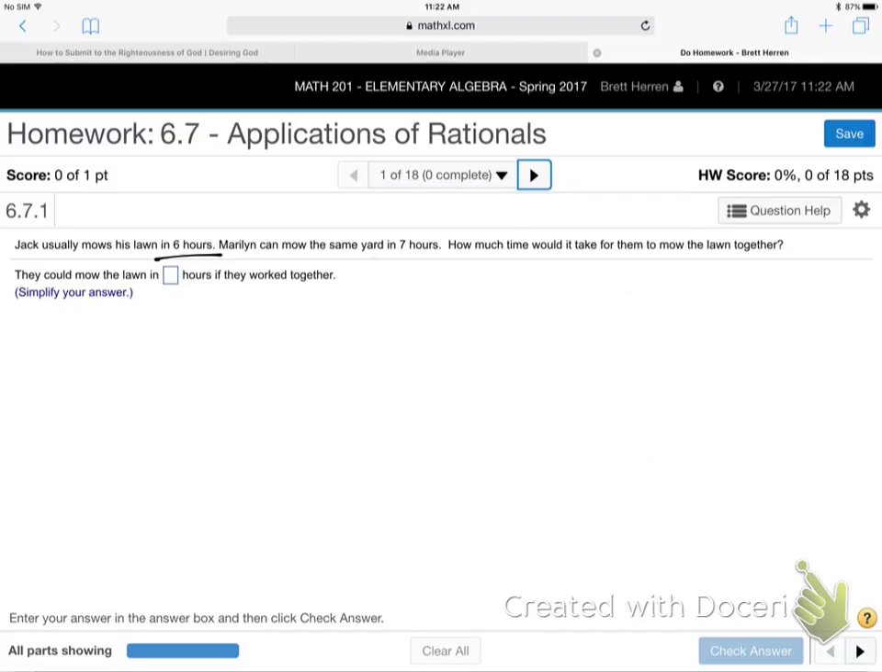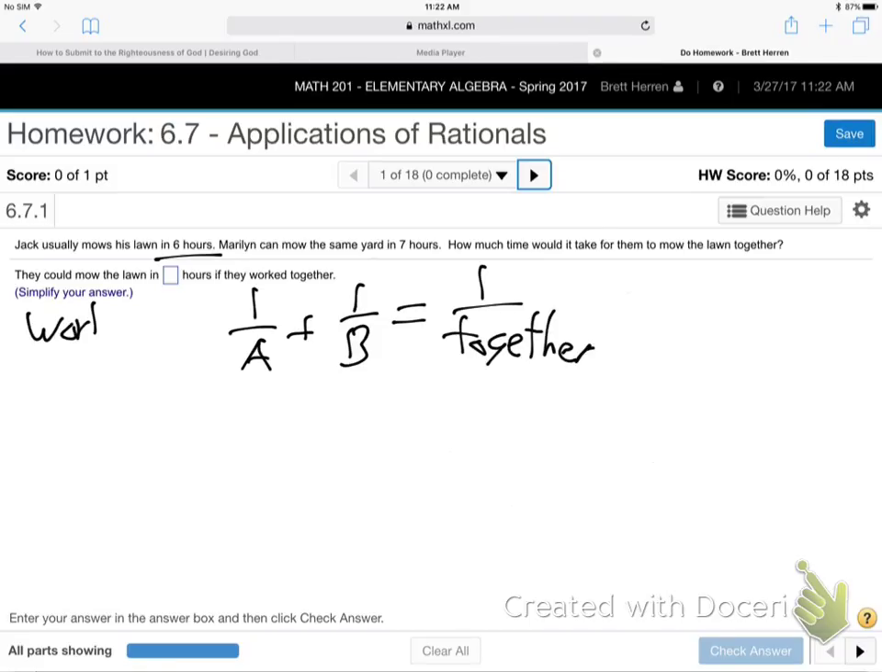Now, here's the real way to do it. 1 over A plus 1 over B is 1 over together. This is the formula when they are working together. I'm using a little bit of a different formula than MyMathLab. If you click on the help button, they do something similar, slightly different. I think mine's a little easier. I try to not deviate from them, but sometimes it's worth it.